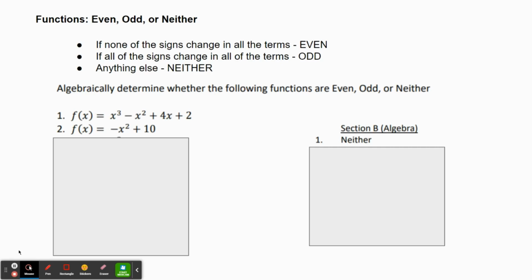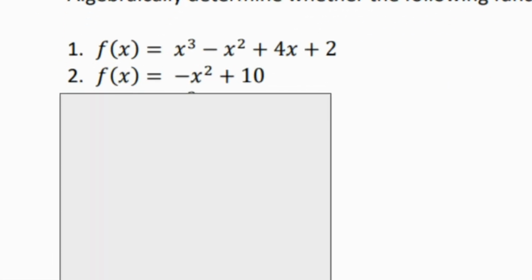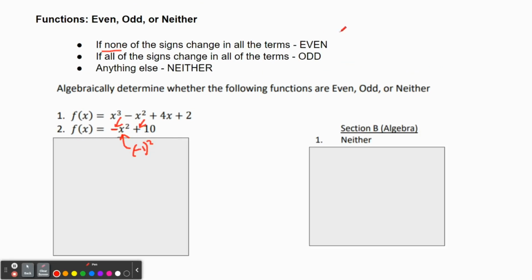Let's try another one. How about the opposite of x squared plus 10? Well, if I plug in -1 right here, -1 squared is positive. And so that means +1 will be right here, and then that negative is going to stay. So no, that sign has not changed. And I'm not plugging any numbers in here, so this sign has not changed. So far I have two terms that have not changed. So if none of the signs change, I'm dealing with an even function.